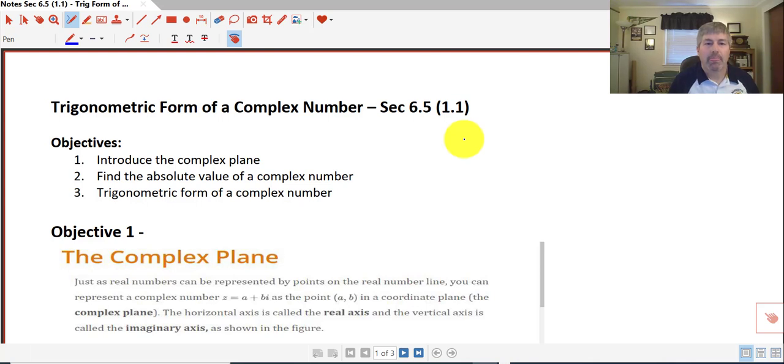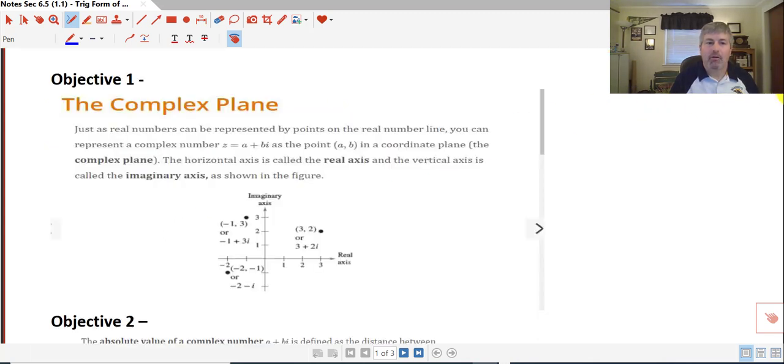Welcome back. The objectives of this video are to introduce the complex plane, to find the absolute value of a complex number, and to find the trig form of a complex number. So let's take a look at the complex plane.